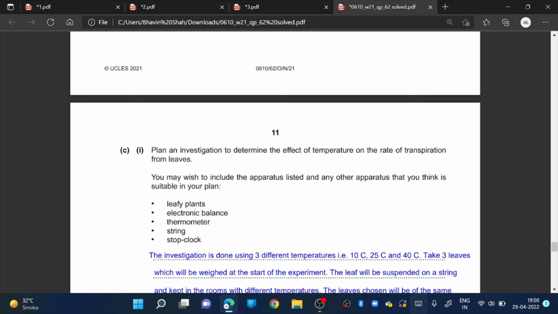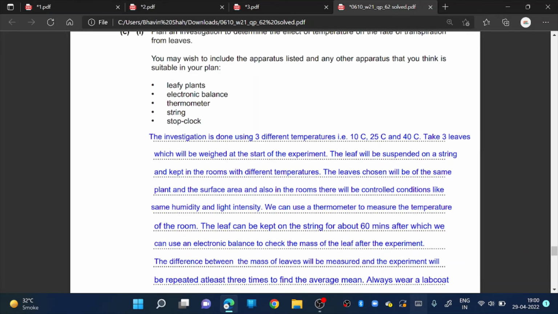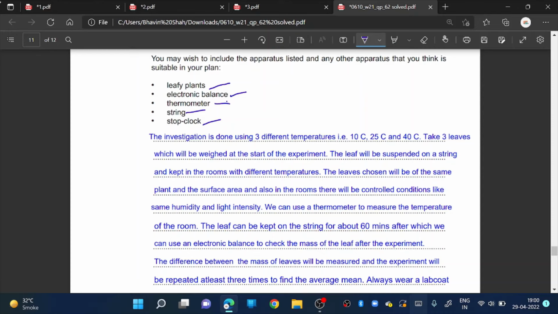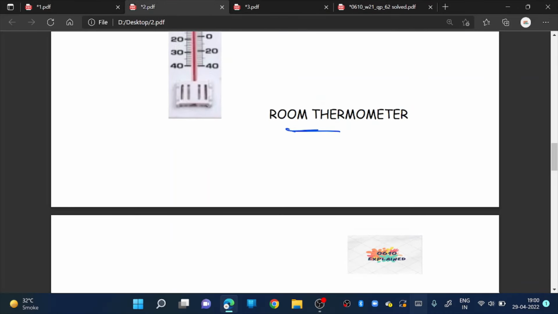Next question we are looking at. Plan an investigation to determine the effect of temperature on the rate of transpiration from the leaves. So, you may wish to include the apparatus listed and any other apparatus that you think is suitable for your plan. So, they have given you some ideas as to how you could do it. You could use leafy plants, electric balance, thermometer, string, and stop clock. So these are some options that they have provided.